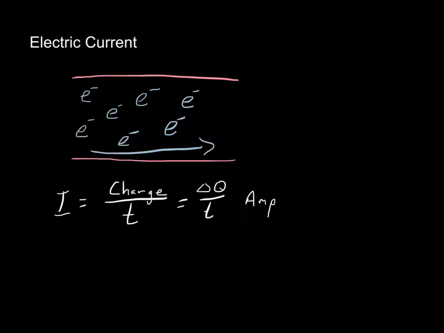The other way to think about an amp, which makes sense, is that our unit of charge is a coulomb and time is seconds, so it's how many coulombs per second are moving through a wire, which makes up an amp.